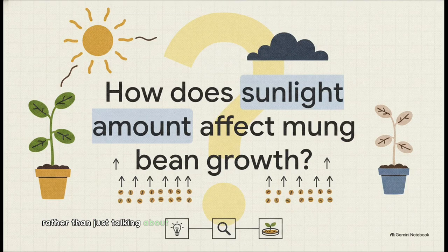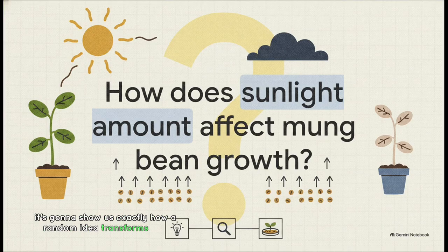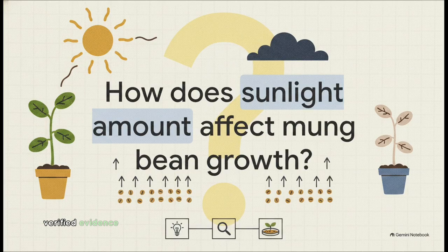Okay, so let's get right into it. Rather than just talking about abstract steps in a vacuum, we're going to use a specific real-world mystery to guide us through our entire investigation today. The big question is, how does the amount of sunlight affect mung bean plant growth? This single question is going to be our anchor. It's going to show us exactly how a random idea transforms into concrete, verified evidence.